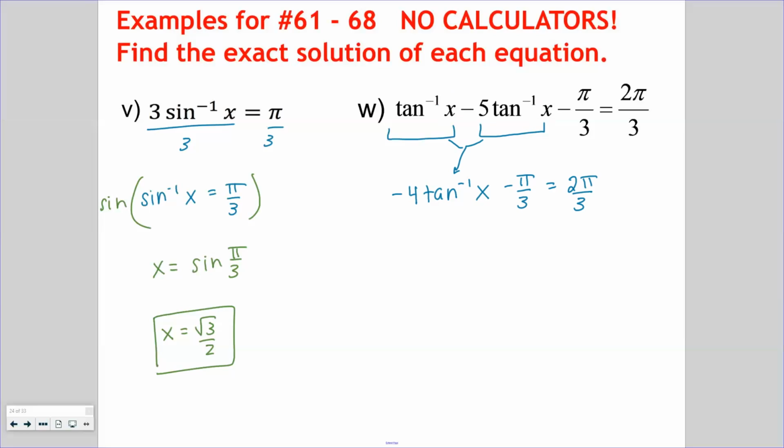Okay, so we're solving for x, which means the first thing I need to do is just get rid of that minus pi over 3. I'm going to add pi over 3 to both sides. So we still have that -4 hanging out there, but 2 pi over 3 plus pi over 3 is just pi. And then I'm going to get that inverse tangent by itself. So the inverse tangent of x is equal to -pi over 4. I'm dividing everything by -4.